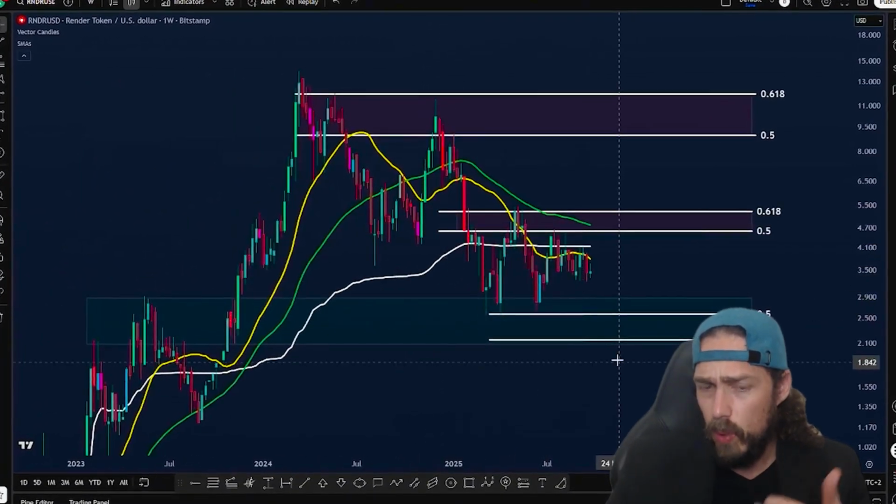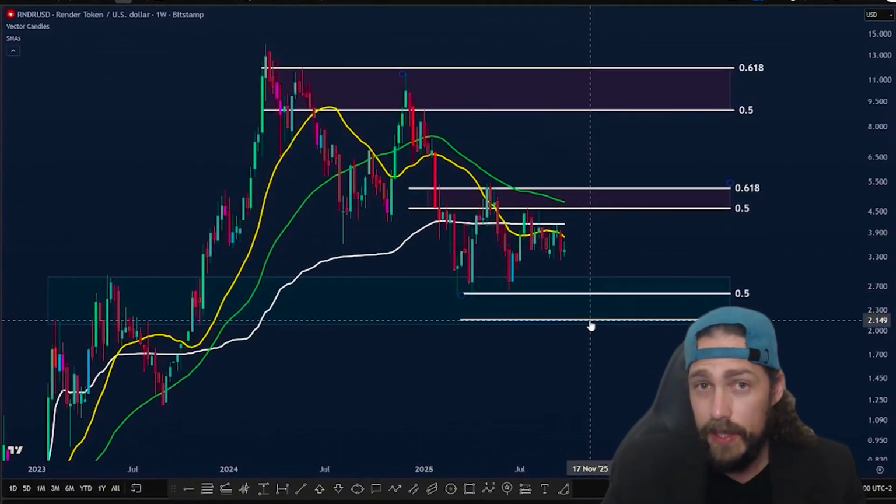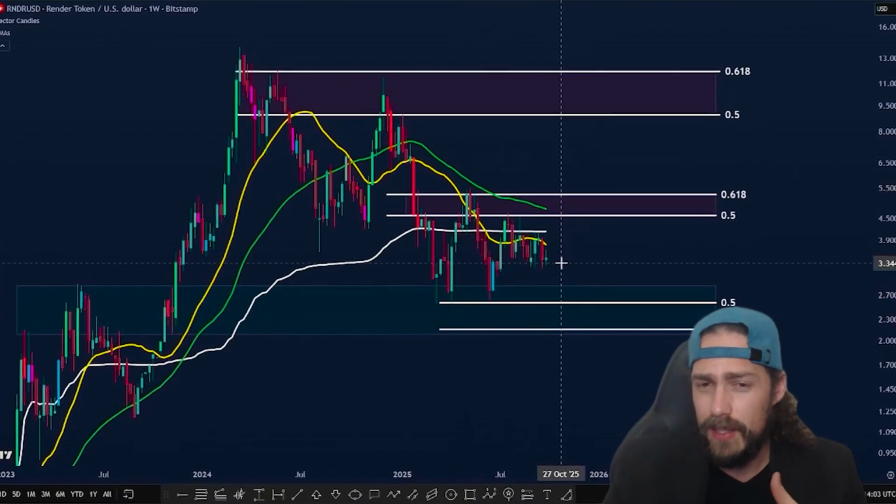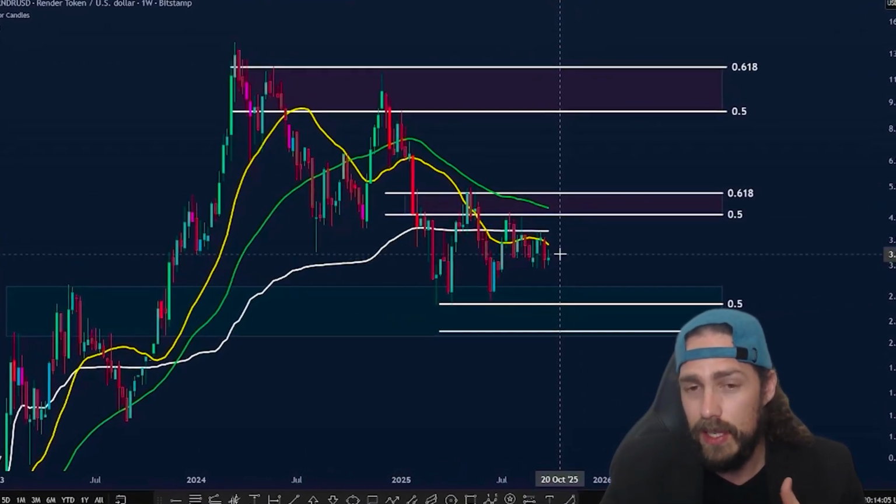Now this places more emphasis on the support areas, the accumulation areas. Looking at this downturn and these resistance areas, we can see that there's a lot of downside pressure for Render.